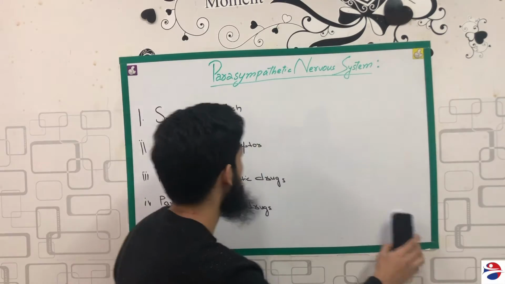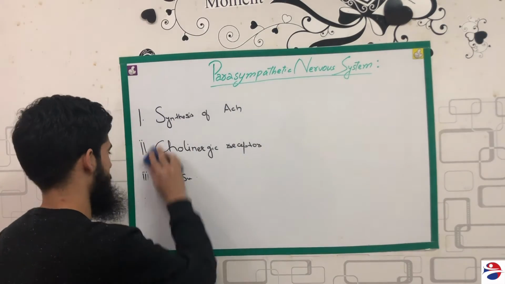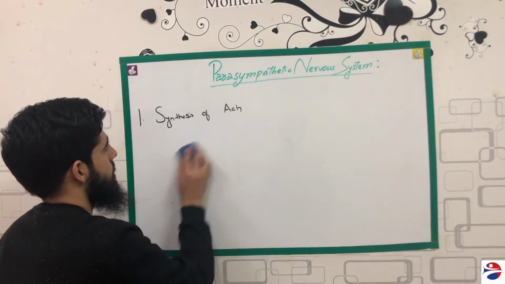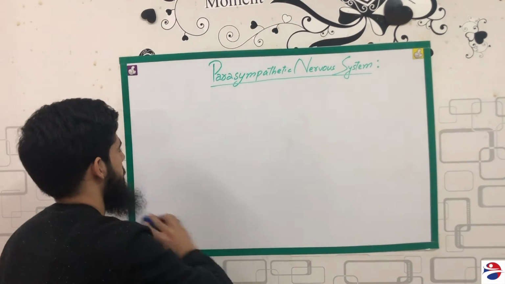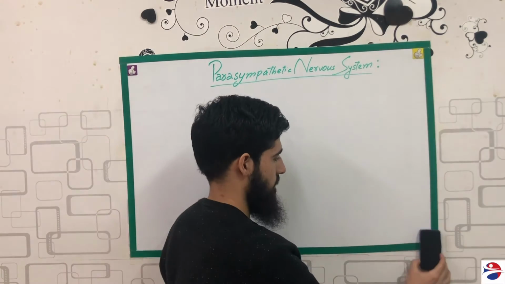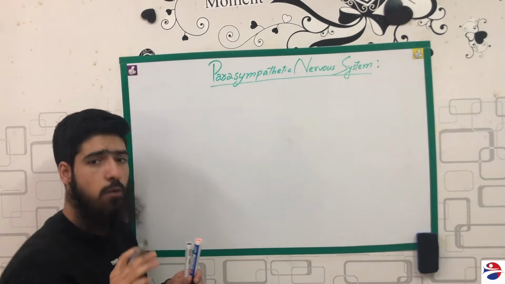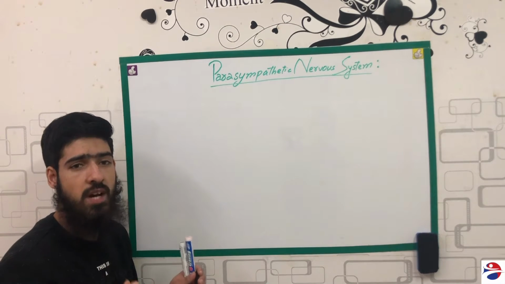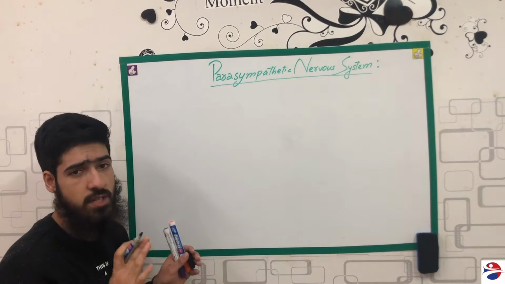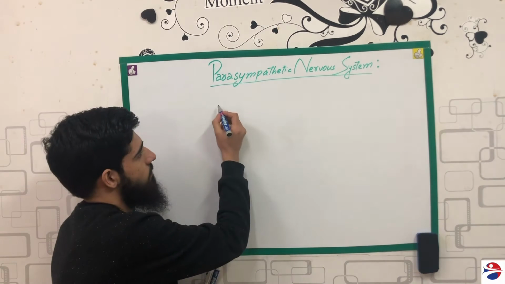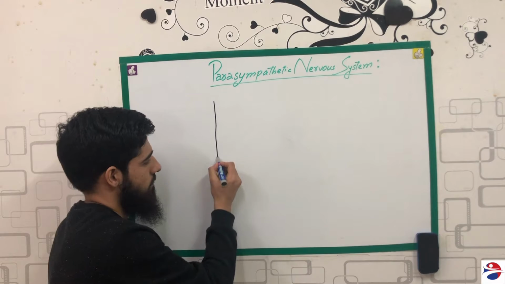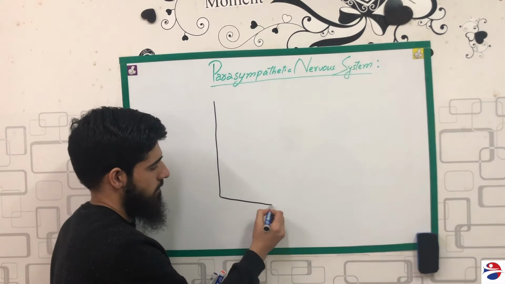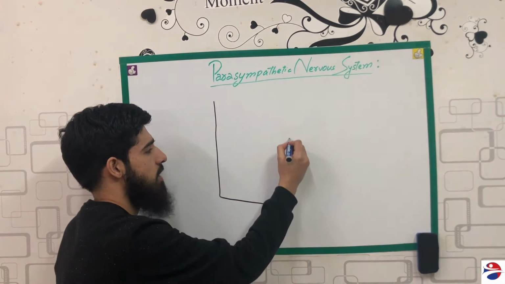So now we will start with synthesis of acetylcholine. As we know, acetylcholine is a neurotransmitter. So that means it is produced inside the neuron. It is in our neural cytoplasm.